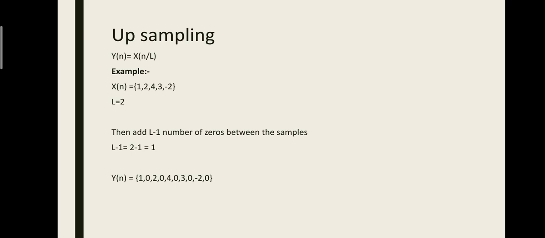Here we are adding L minus 1 number of zeros between the samples. That is, we are increasing the number of samples. Then L minus 1 is equal to 2 minus 1 is equal to 1. Then y of n is equal to 1, 0, 2, 0, 4, 0, 3, 0, minus 2, 0.